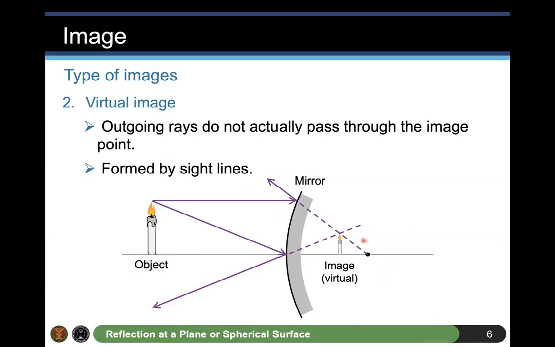This image is formed by sightlines. For example, for a ray going out like this, you extend its sightline to the location behind the mirror. Same with the other ray, applying the law of reflection here and there. For the outgoing rays, you extend the tails to the other side of the mirror. Where they intersect is where the image is, which will now be virtual. It's called sightlines because we just extend the rays on the other side of the mirror. The rays do not actually intersect at the image point.